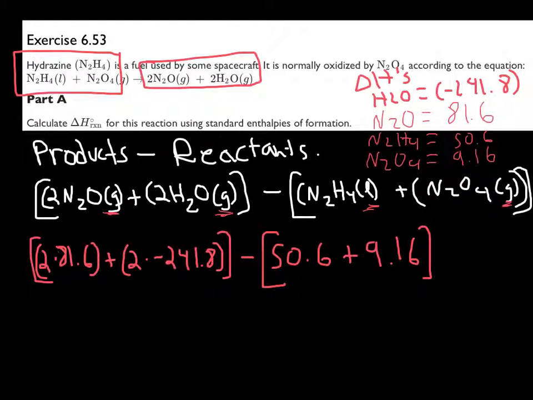So I want you guys to go ahead and plug that in. I got a value of negative 380.2 kilojoules. That should be correct.